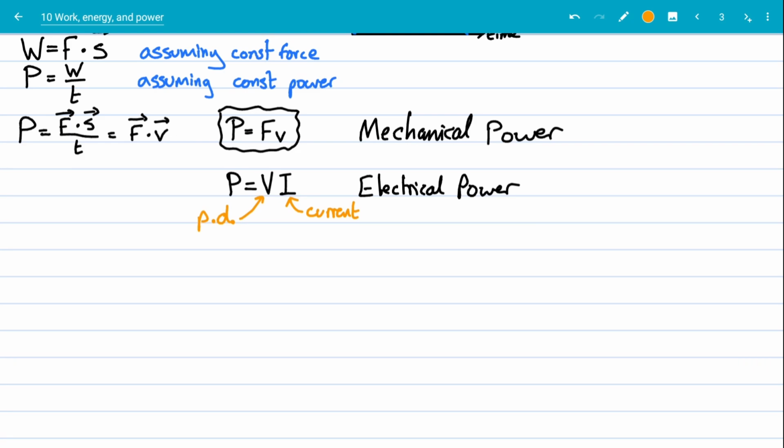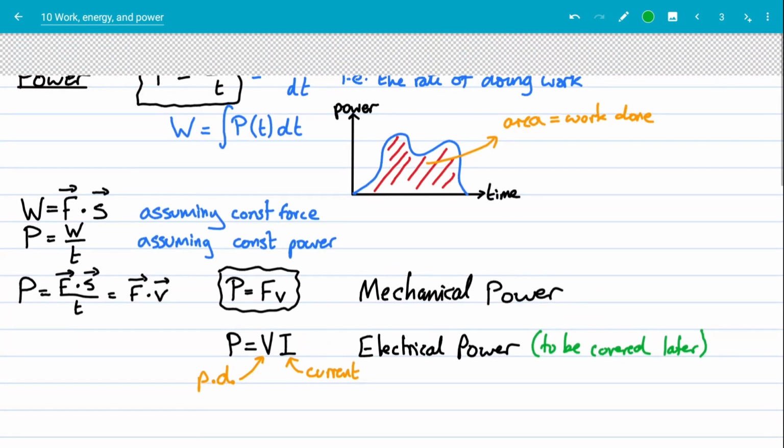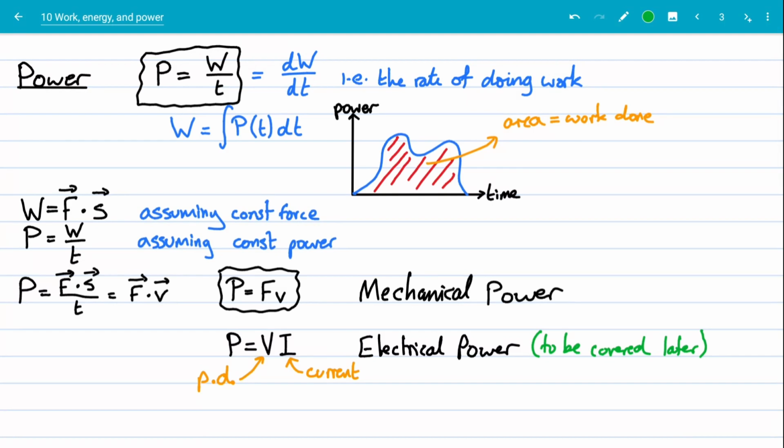But we'll do this in a later topic, to be covered later when we do electricity. We're not going to cover it now. That would be reckless. Okay, anything else we need to talk about with power? Well, no, that's it.